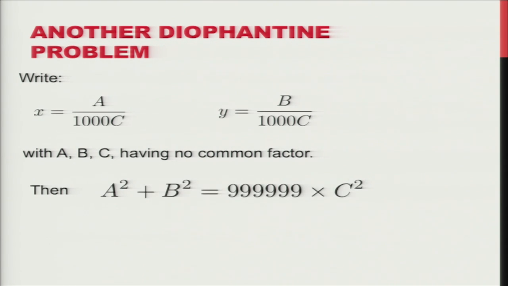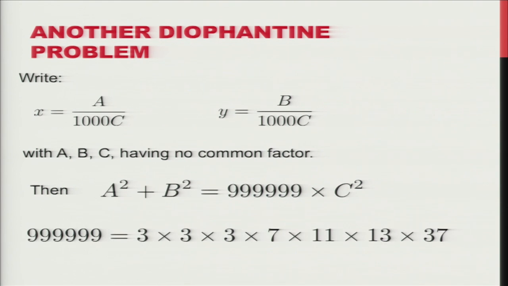And then substituting this into our equation and clearing denominators, I'm asked to solve the equation a squared plus b squared is 999,999 c squared. And you notice that if I factorize 999,999, there's the factorization. And the key fact for us will be that 7 divides this number exactly once.